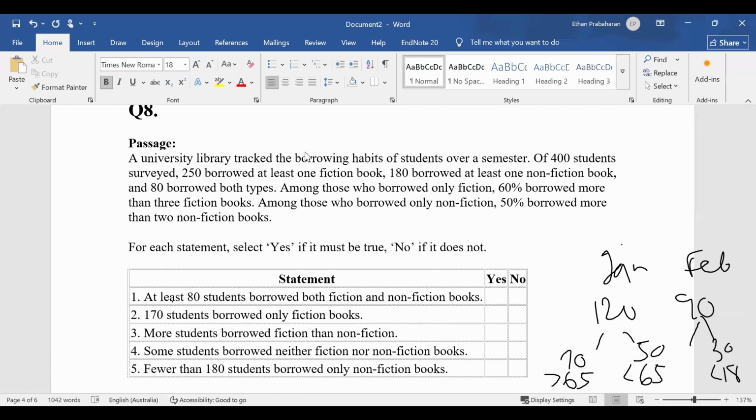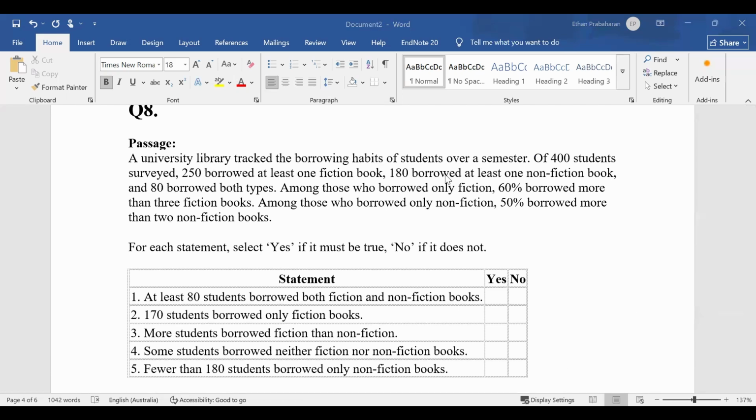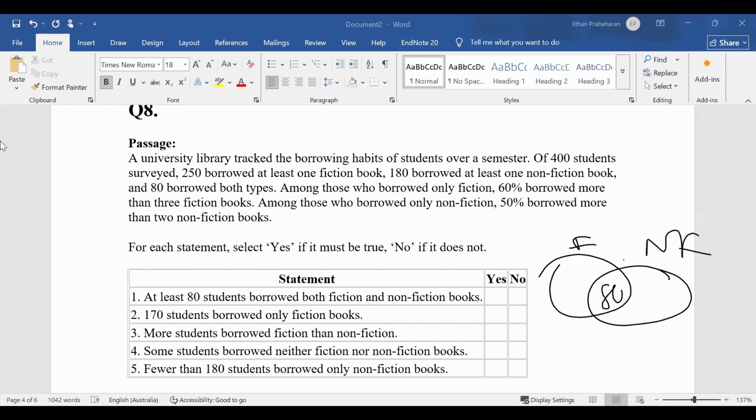All right, a university library tracked the borrowing habits of students over a semester. 250 borrowed fiction, 180 non-fiction. 80 borrowed both, okay? I think that's about right. Among those who borrowed only fiction, 60% borrowed more than 3. At least 80 students borrowed both fiction and non-fiction. So at least 80, I think that includes 80. 170 students borrowed only fiction. I guess that's yes. More students borrowed fiction than non-fiction. Yes. Some students borrowed neither fiction nor non-fiction. Yes. Fewer than 180 students borrowed only non-fiction. Yes.